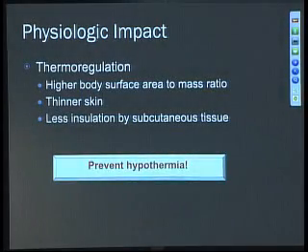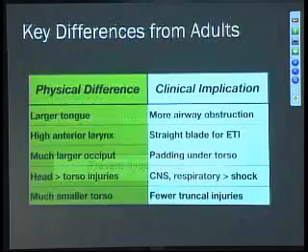Thermoregulation in children is more difficult, and so we need to prevent hypothermia. We know that some of our children are working on catching up to adults in terms of their insulation with subcutaneous tissue, but they're still at risk.